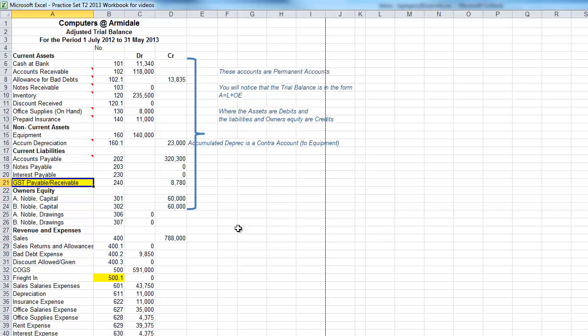GST payable and receivable, that's mostly what this account would be called, because you're more likely to have money payable. But I would like you to change the name for the purpose of this to GST receivable and payable. So just swap the order around. Why? Because that highlights that a GST payable is a credit and that GST receivable is a debit.